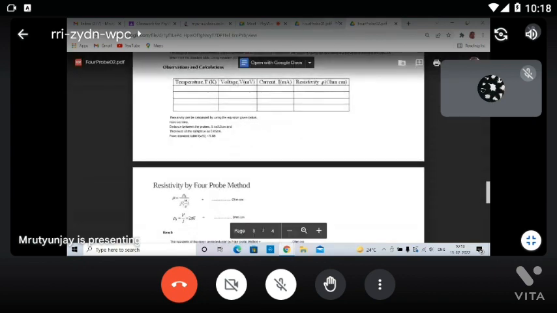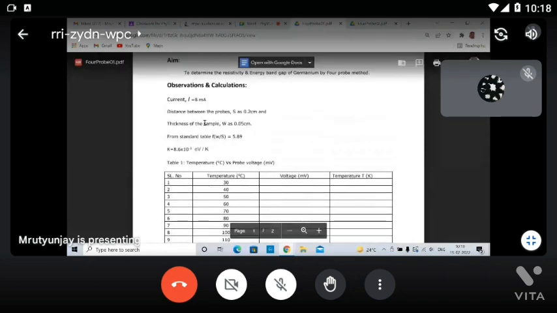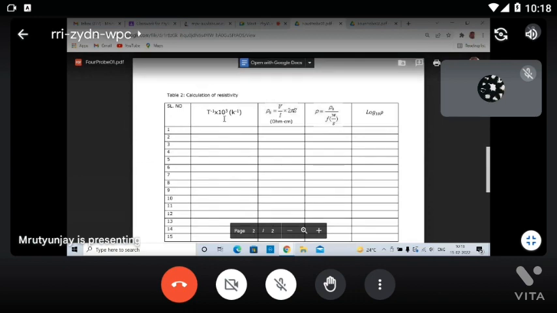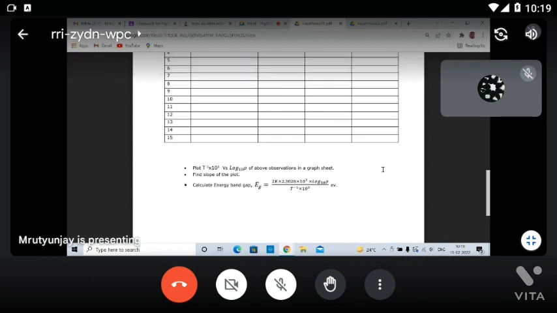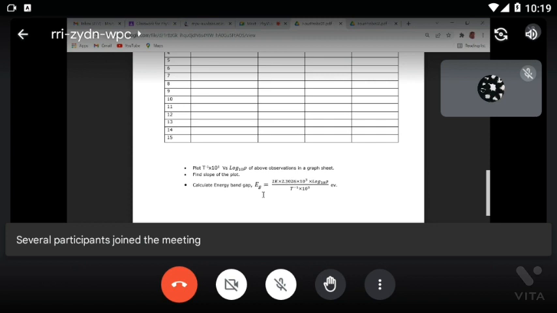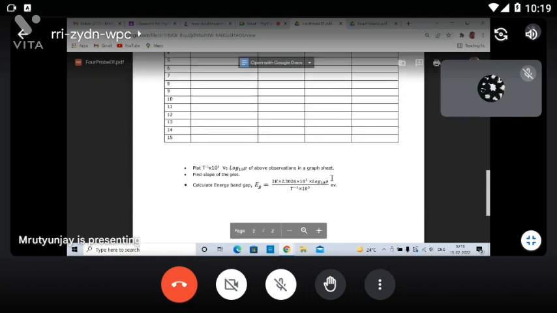In the observation part, you have to see the video. This is table 1. You need to write accordingly. Observation calculation: first write the constant values, then write table 1. Note the observations. Then go to table 2 for calculation of resistivity. Complete this one. Then plot a graph, attach the graph to the record, find the slope of the graph and calculate the value of the energy band gap of the given semiconductor. Done. This is the plan. This is the experiment.